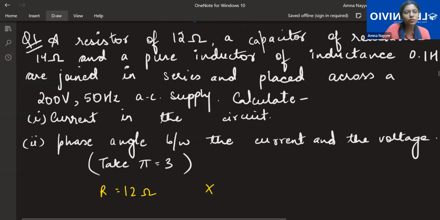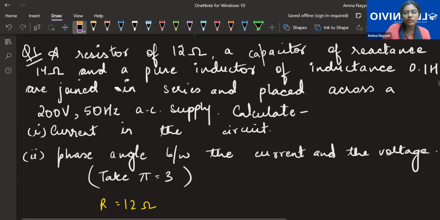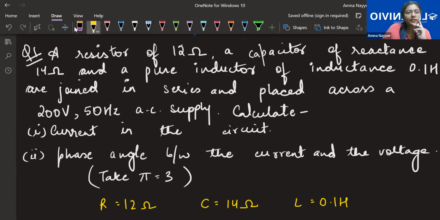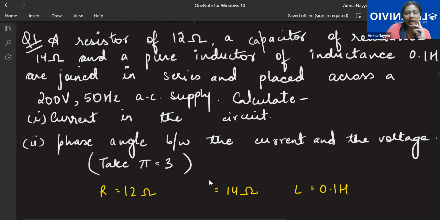XC is not given, so we'll just have the value of the capacitance. C is given as 14 ohm and L is given as 0.1 Henry. Here we have capacitive reactance, XC is mentioned as XC. R is given, XC is given. So two things we already have from what we require.